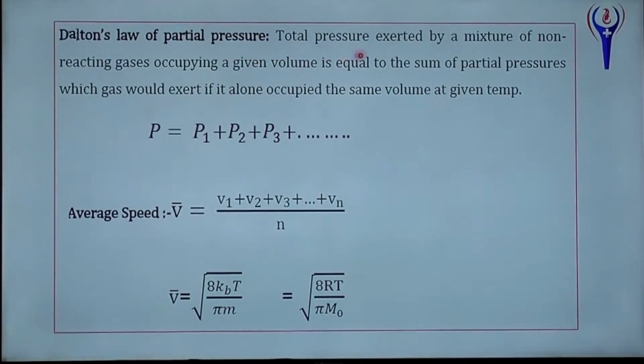Total pressure exerted by a mixture of non-reacting gases occupying a given volume is equal to the sum of partial pressures which gas would exert if it alone occupied the same volume at given temperature. P equal to P1 plus P2 plus P3. This is only the sum of partial pressures of gases. So total pressure exerted is equal to P1 plus P2 plus P3 plus like that.